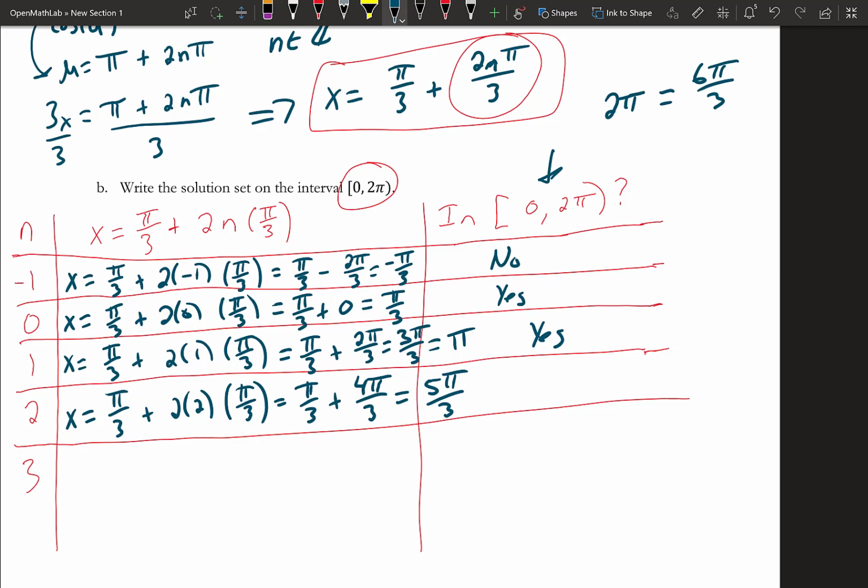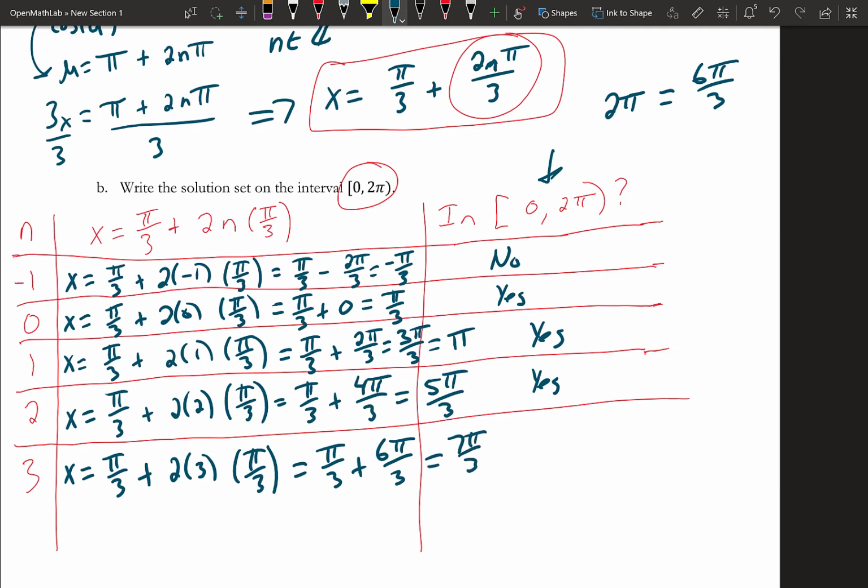So that's less than 6 pi over 3, right? So that would still be good. And then if I plug 3 into this, we get x equals pi over 3 plus 2 times 3 times pi over 3, which gives me pi over 3 plus, and then that would be 6 pi over 3, which gives me 7 pi over 3. But that's going to be bigger. This is bigger than 2 pi, right? So this is a no. It's not in that interval, right?